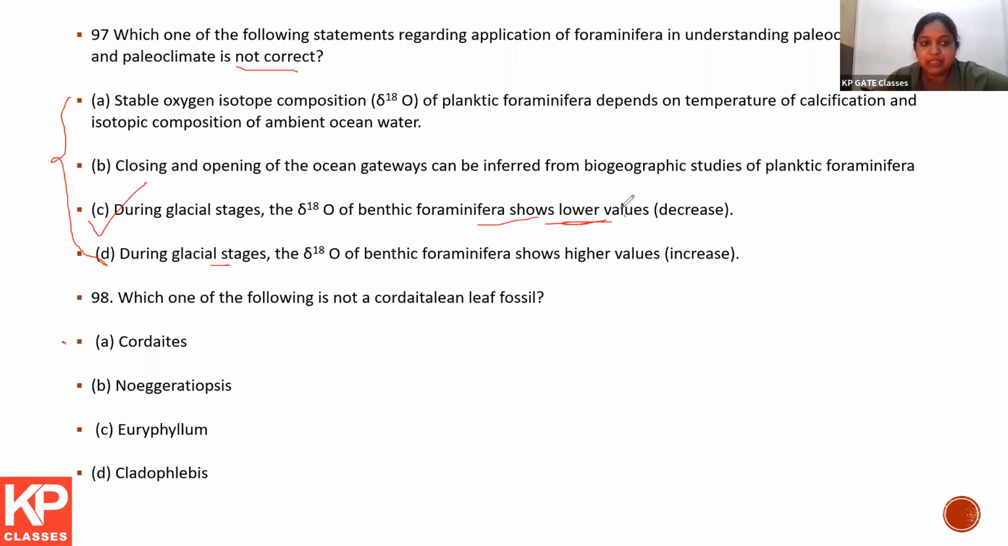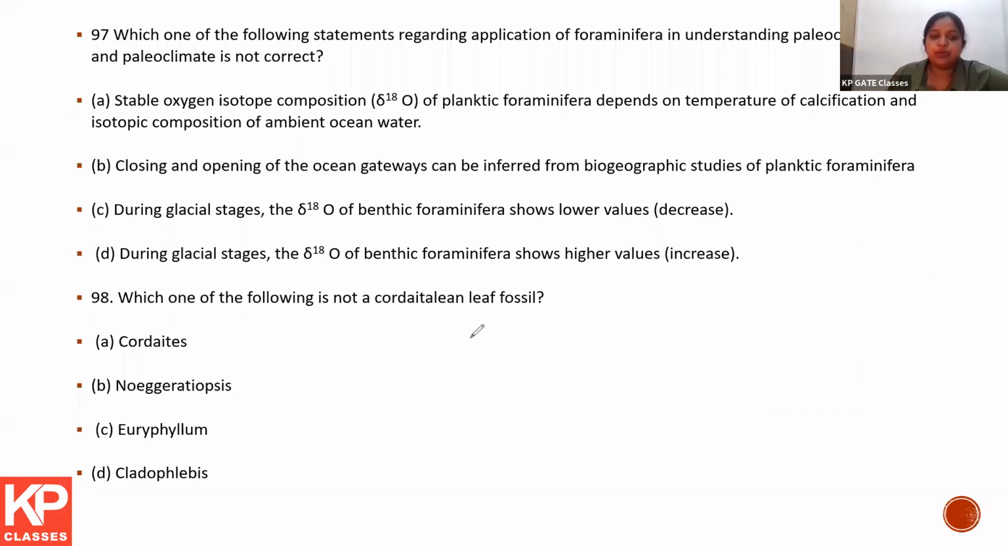During glaciation stage, the delta-18 oxygen value of foraminifera increases, which means the marine water delta-18 oxygen value increases. So that's why the organisms living in the marine water also will show a higher amount of delta-18 oxygen during the glaciation stage. So the incorrect statement is option C. This is not a direct question, but if you know about the 18 oxygen fractionation, by reading the question, we can get the answer.